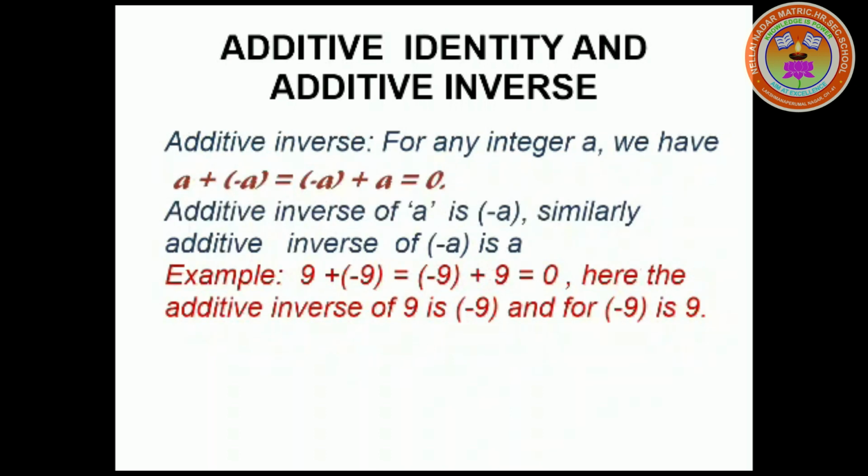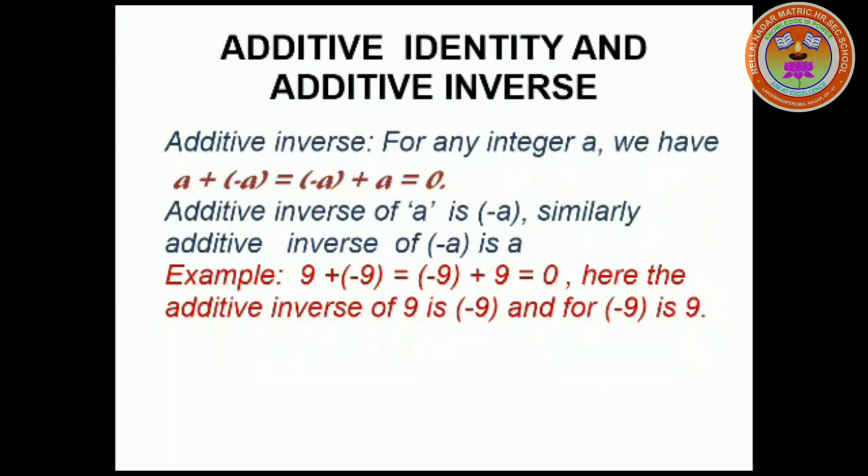Next, additive inverse. For any integer a, we have a plus -a is equal to -a plus a, that is equal to 0. So I'm going to consider a number. I'm going to take the inverse of it. Suppose I'm taking 9 here. So the inverse of 9 is -9. So 9 plus -9 is 0. Or -9 plus 9 is equal to 0.